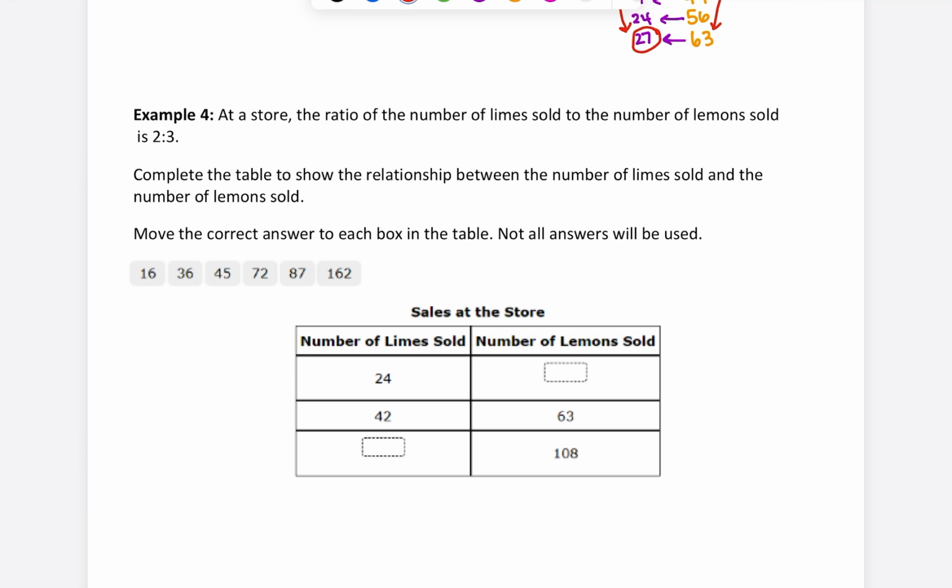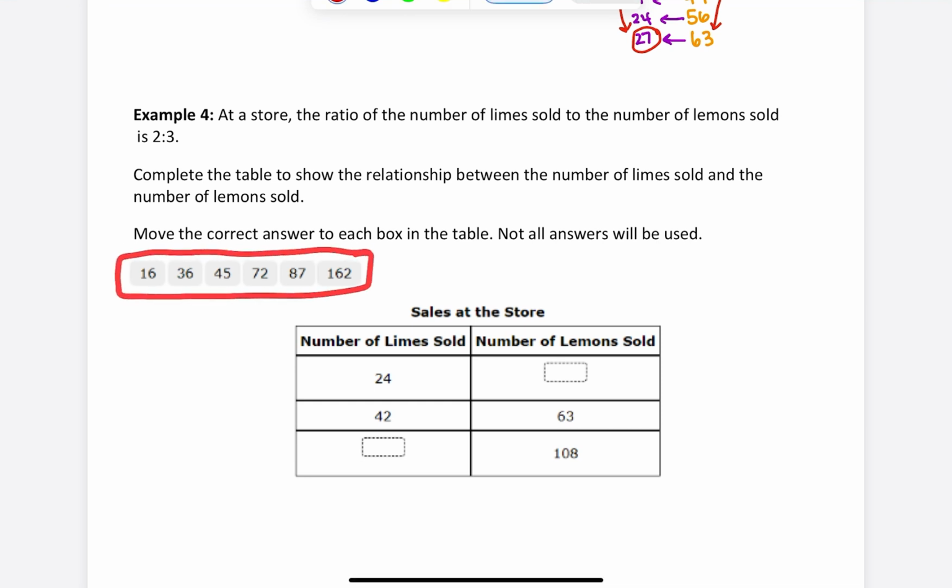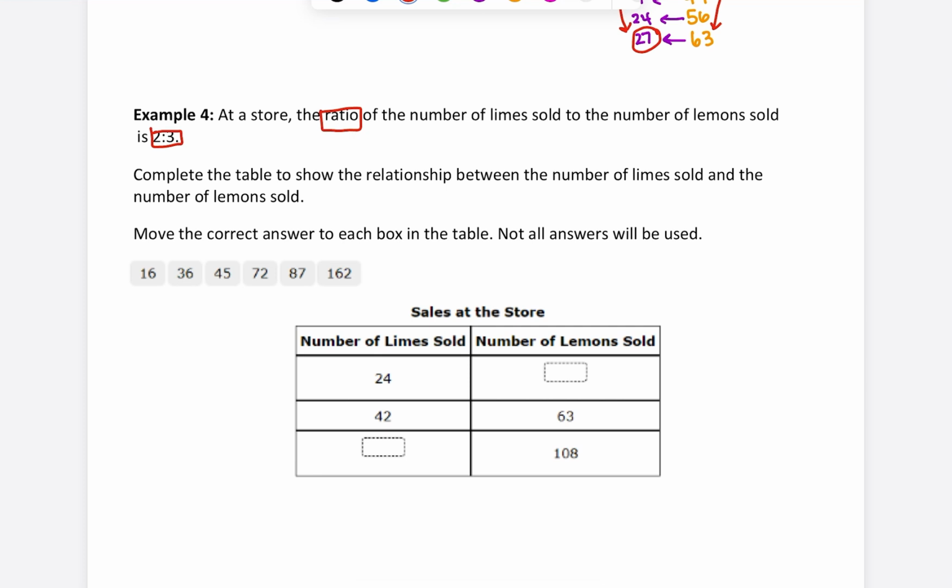At a store, the ratio of number of limes sold to the number of lemons sold is 2:3. Complete the table to show the relationship between the number of limes and the number of lemons. So we have answer choices here, and we need to know what goes in this circle and what goes in this. So our keyword here again is ratio, and they gave us one, but we need to know what are the words, and we need to pay attention to the order. So it says limes to lemons.